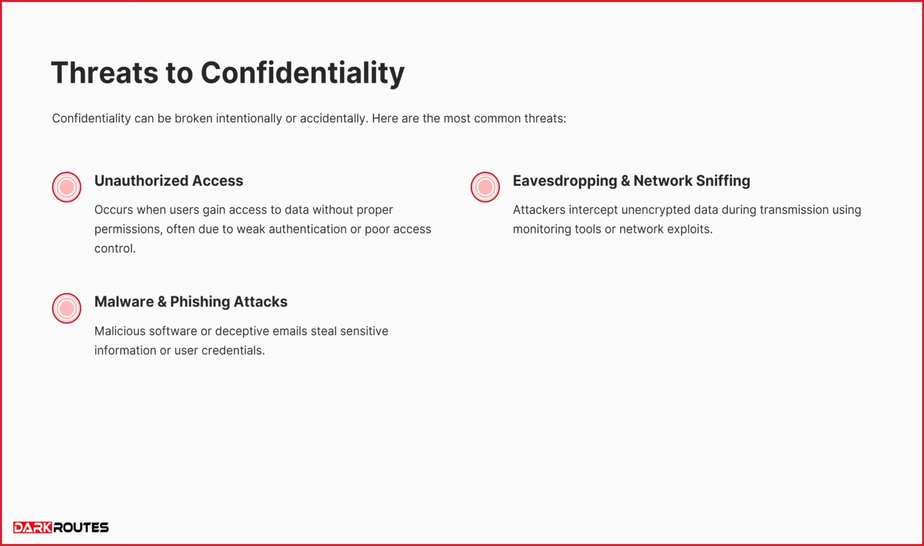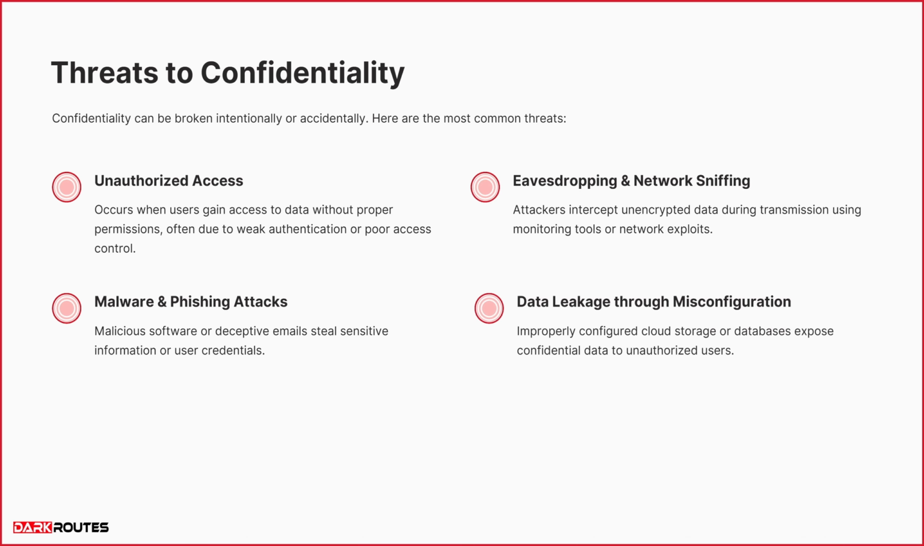Next, we have malware and phishing attacks. Phishing emails, as we all know, use tricks so that you reveal your credentials to the attacker, or malware copies the data from your system. These are direct threats to confidentiality. Next, we have data leakage through misconfiguration. Sometimes data breaches happen not because of hacking, but because someone left a cloud bucket or database publicly accessible. For example, a misconfigured storage service like an AWS S3 bucket. These are some of the most common causes of data exposure today.